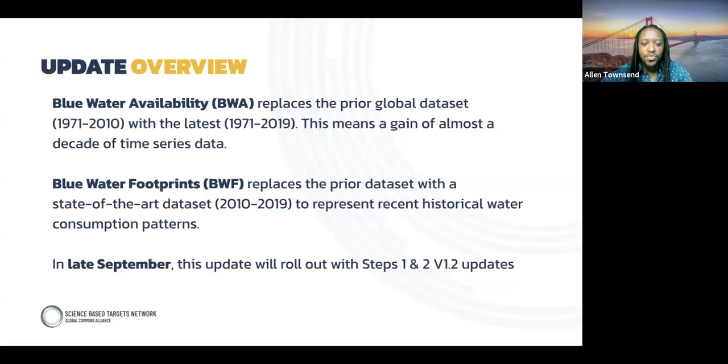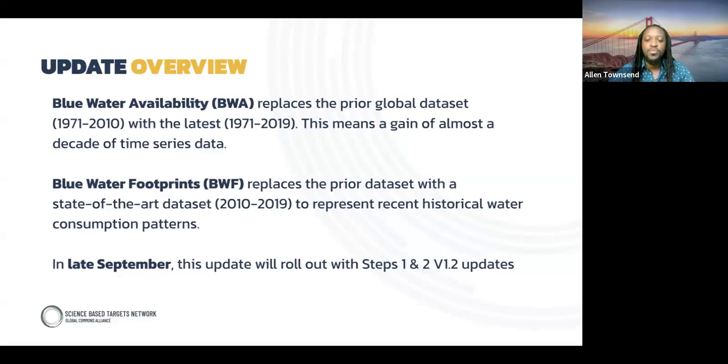And so two aspects of the updates for this are on blue water availability. This replaces the prior global data set with the latest data, and this means a gain in almost a decade of time series data. The other aspect of the update is on blue water footprints as an input to that model. And it replaces the prior data set with a state-of-the-art data set to represent recent historical water consumption patterns. And so this update to the model will be available. We're planning to roll that out in late September.